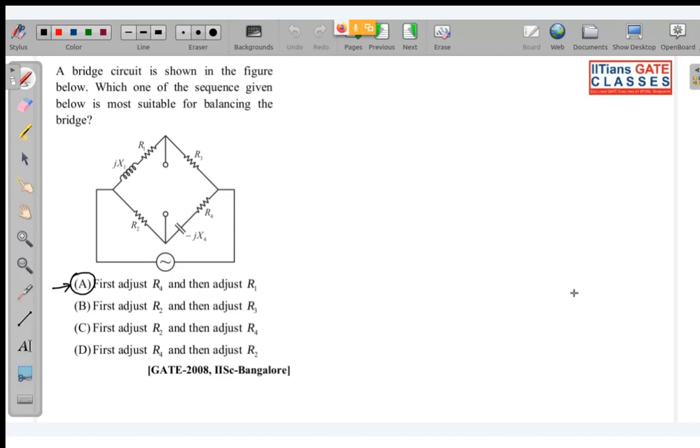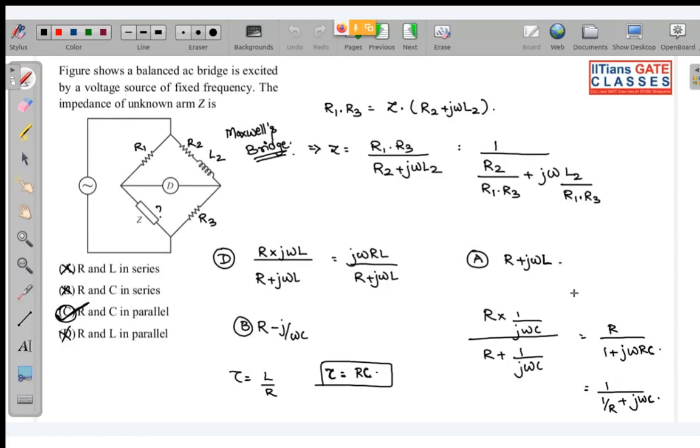In this previous question, as we told, that's a Maxwell bridge. So we can also say that if R and C are in series, then it's a Hayes bridge. So are the B and C options? So we can assume both the options are correct.